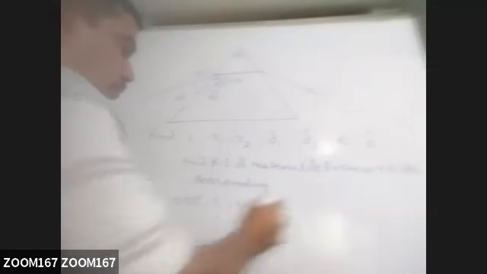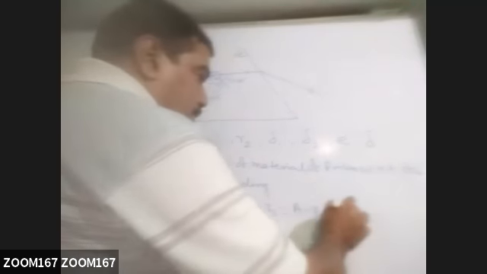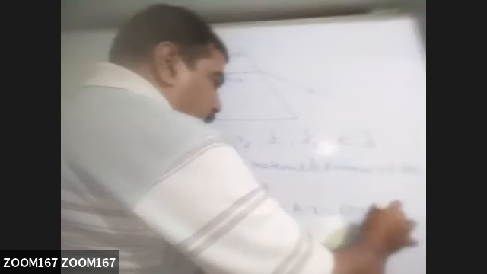Now what is R2? R2 how you find? So it is A minus R1, because R1 plus R2 is A. That we have already done. So it is 60 minus 30. So it is 30 degree. So this angle is 30 degree.